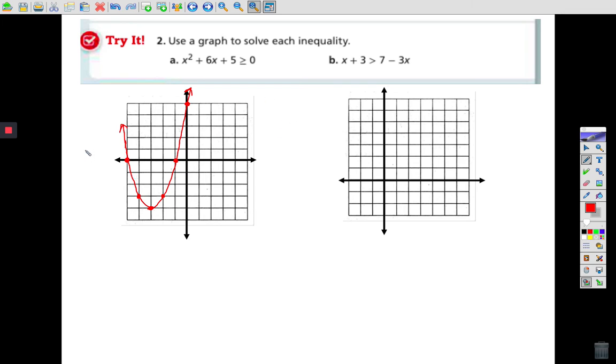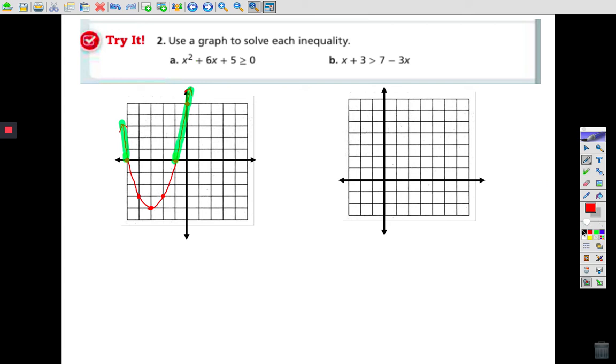So this says x squared plus 6x plus 5 is greater than or equal to 0. So we need values that are positive, and they need to be greater than or equal to 0. So do y'all see how I figured out what was positive? It's what's above the x-axis, right?